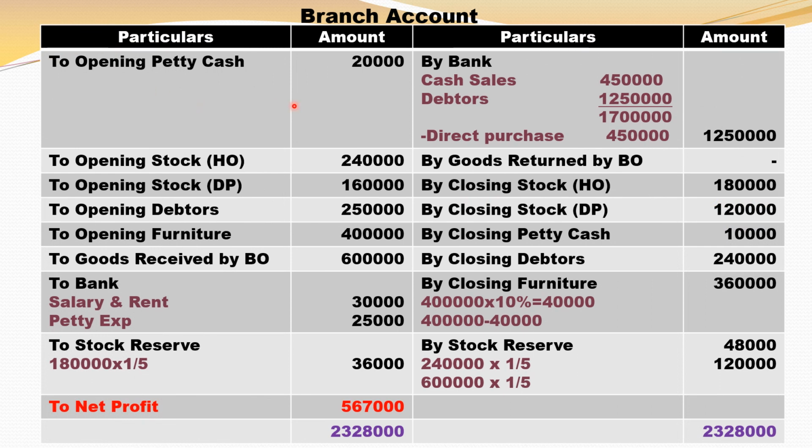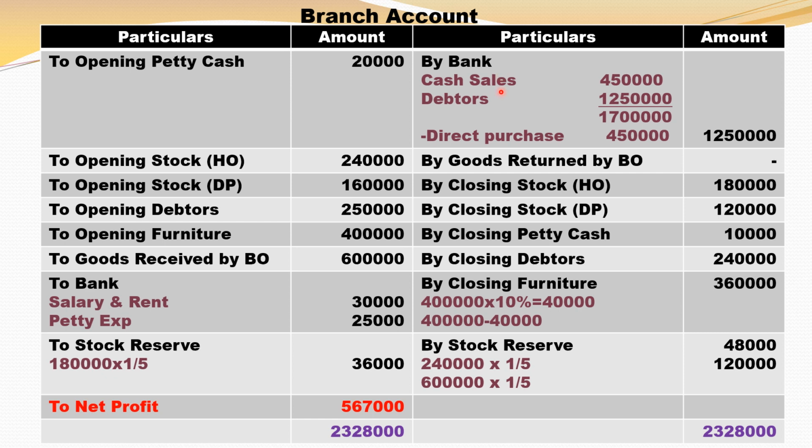Branch account, students: to opening petty cash, opening stock received from head office, opening stock out of direct purchases, then opening debtor, opening furniture, then goods received by the branch office. Then branch office has received 25,000 for petty expenses and another salary and rent 30,000, so debit all expenses and losses. Credit side: by bank indicates payment by branch office to head office.